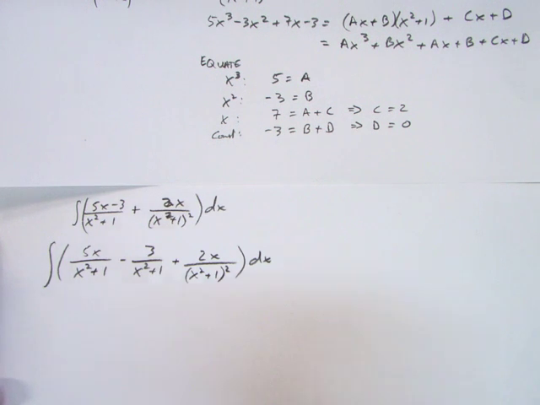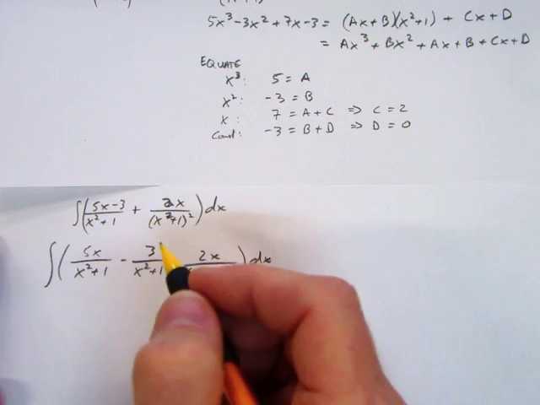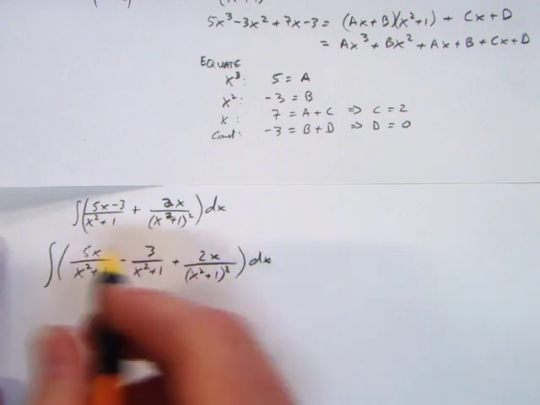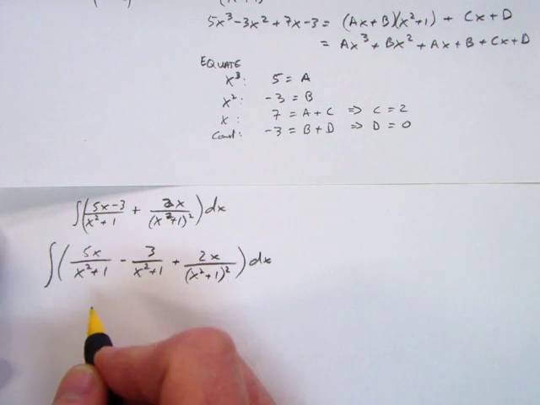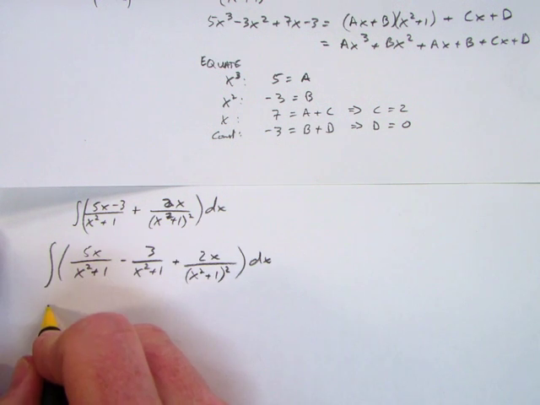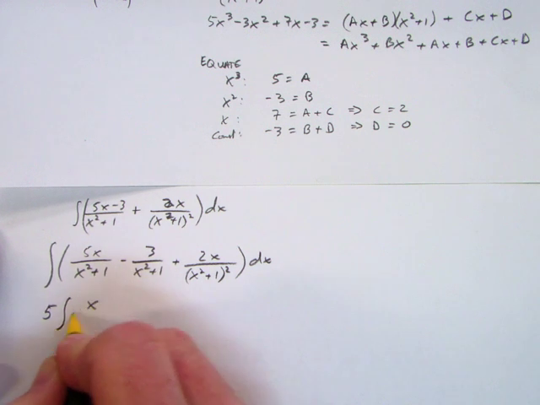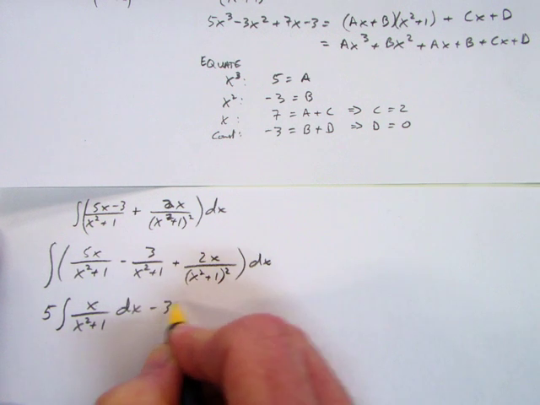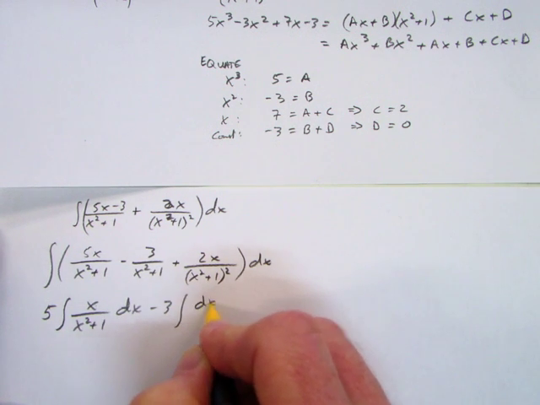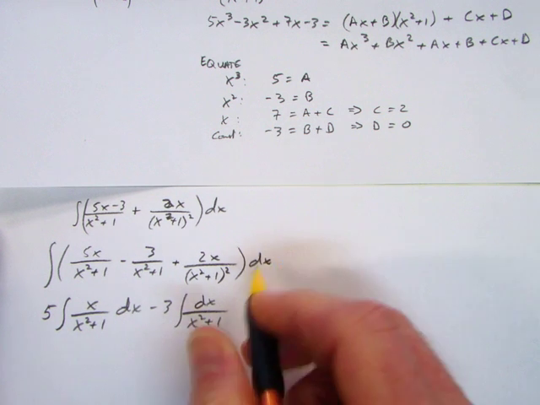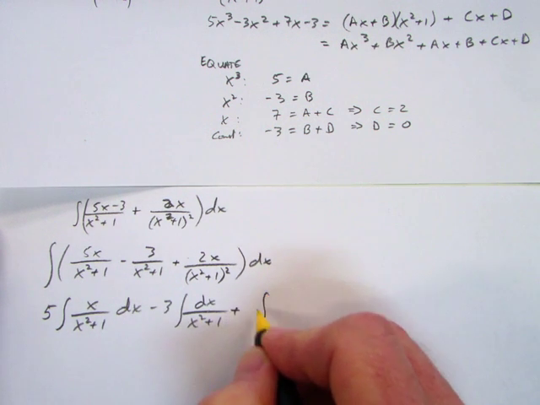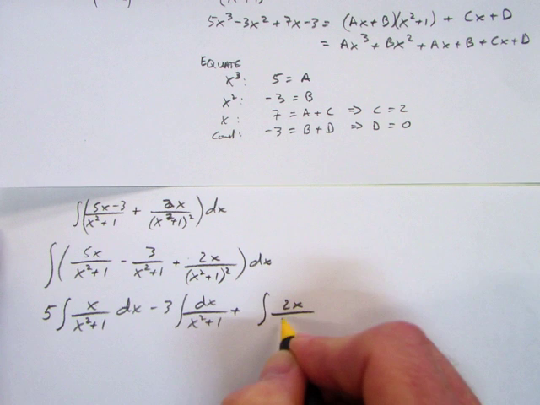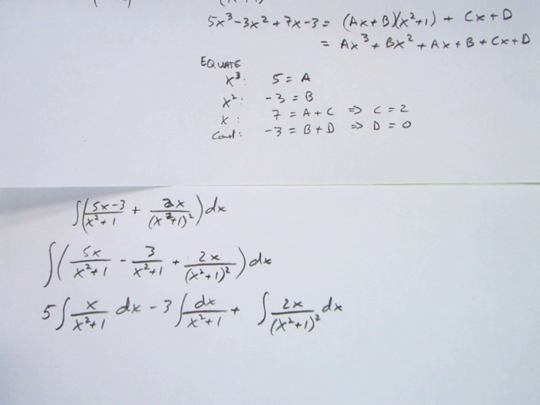Now what? I can take this 5 out. Actually, we have 3 separate integrals. We're going to have to treat them 3 separate ways for the most part. We have 5 times the integral of x over x squared plus 1 dx, minus 3 times the integral of dx over x squared plus 1, plus the integral of 2x over x squared plus 1 quantity squared. So here's a question. How come I left the 2 there, but I took all the other constants out?